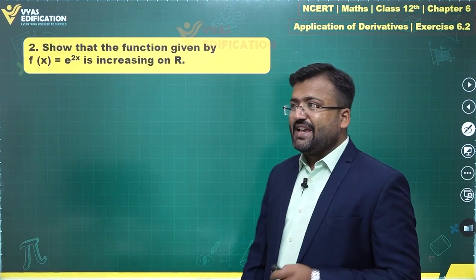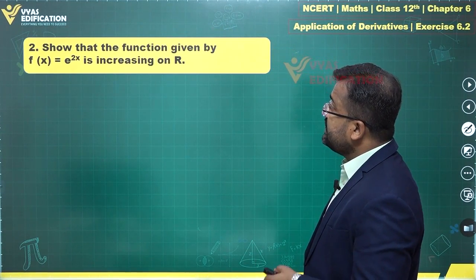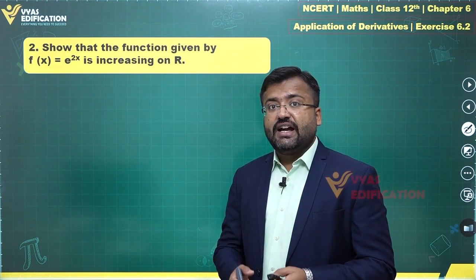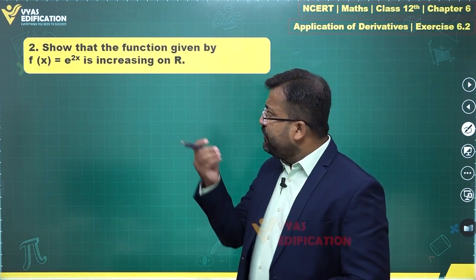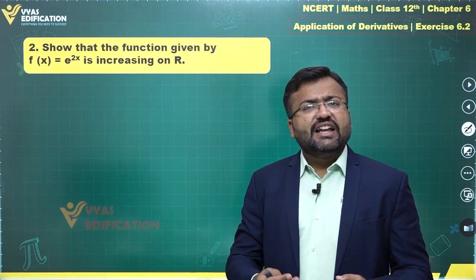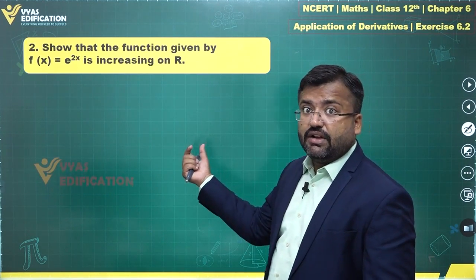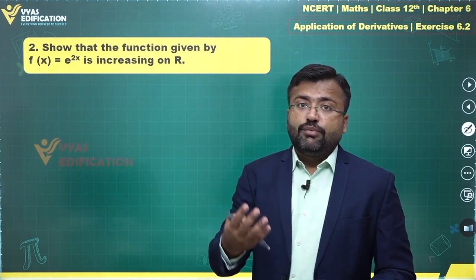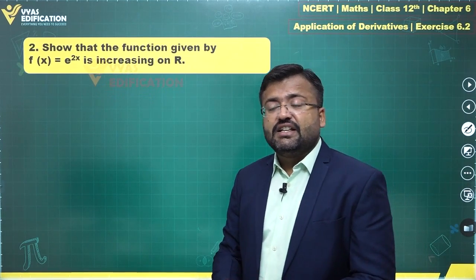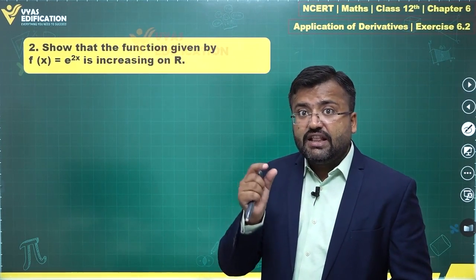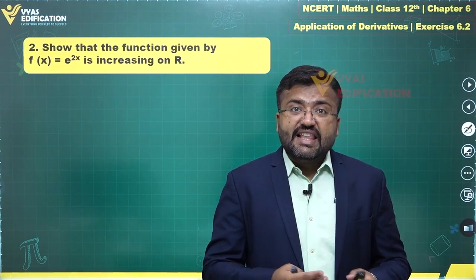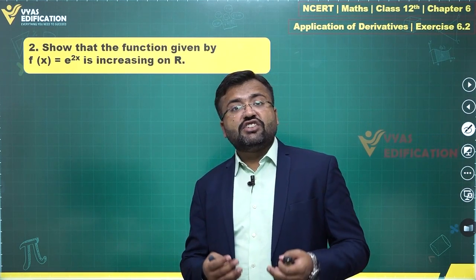Question 2 says, show that the function given by f(x) = e^(2x) is increasing on R. Now, the idea is similar to the first question: if you want to prove that f(x) = e^(2x) is increasing in this interval, let's find the derivative and check the sign of the derivative in this interval, right? If the derivative is throughout positive, greater than or equal to 0, then you can say that the function is increasing. If the derivative is greater than 0, then you can also say that the function is strictly increasing, right? Had the derivative been negative, less than 0 throughout R, you could have said that the function is decreasing.